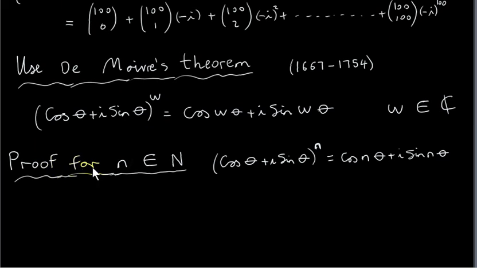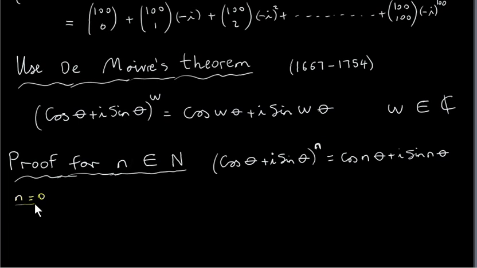So that includes all the real numbers, basically, because the real numbers are a subset of the complex numbers. First of all, we're going to look at a proof for when little n is a natural number. That means a positive integer. So I've replaced omega with the letter n, because usually small n is used to denote integers. Now, the set of natural numbers usually does not consist of 0, but I'm going to prove this for n equals 0 as well.